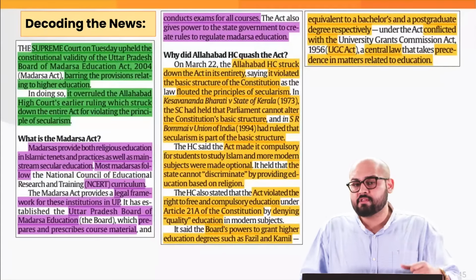Next is welfare of the police personnel. The court also emphasized the need for improving the welfare of the police personnel, including better working conditions, medical care, and pension benefits. Now, what has been the significance of this judgment?